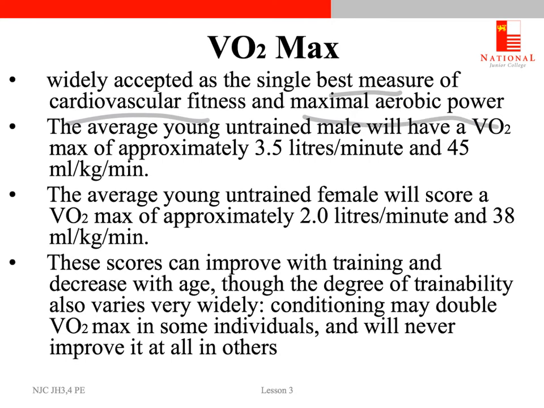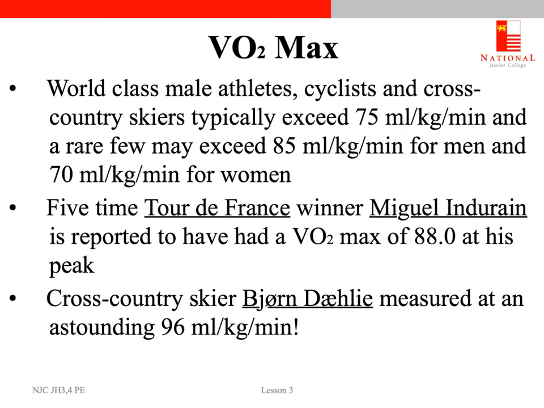The average untrained male will have a VO2 max of usually about 3.5 liters per minute and 45 milliliters per kilogram per minute. Female will be different, about 2 and 38. To a certain extent, VO2 max can improve with training and decrease with age. To a certain extent it is also genetic. Conditioning may even double the VO2 max in some individuals, and some may not improve at all. It really depends on the type of training that you go through.